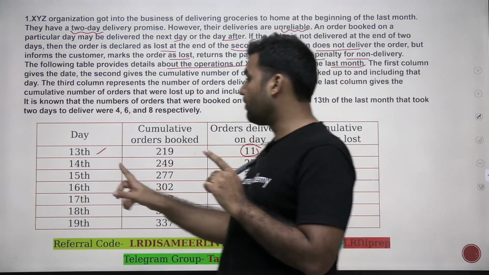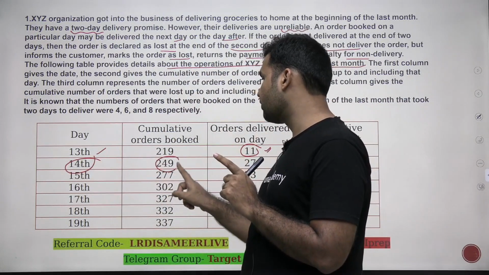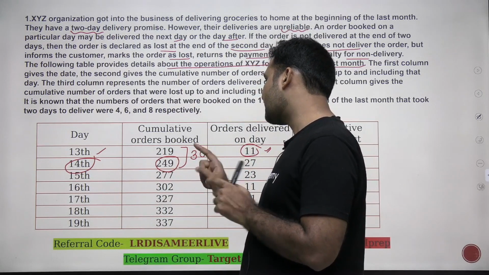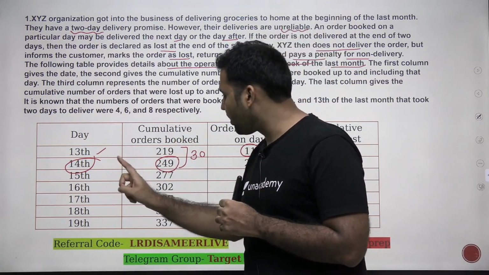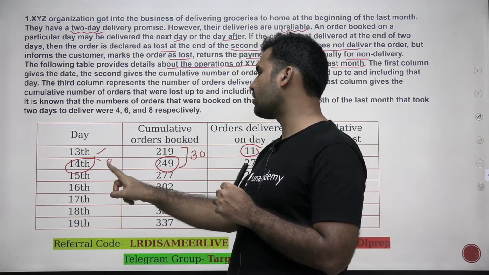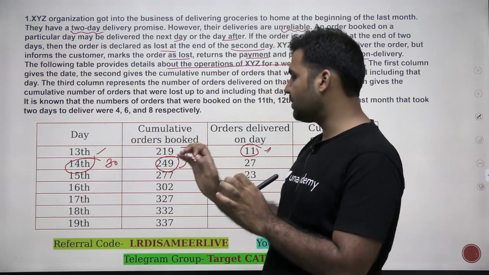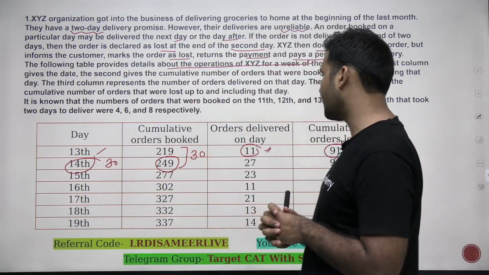Now, when I go to the 14th, you see that the total number of cumulative orders booked are 249. So can I say that the difference between these two is 30? And this gap of 30 is basically telling me that by 14th, the total number of orders are 249. So can I say on 14th, the number of orders placed are 30. If I'm specifically talking about this date, there will be 30 orders that will be placed on 14th, right?